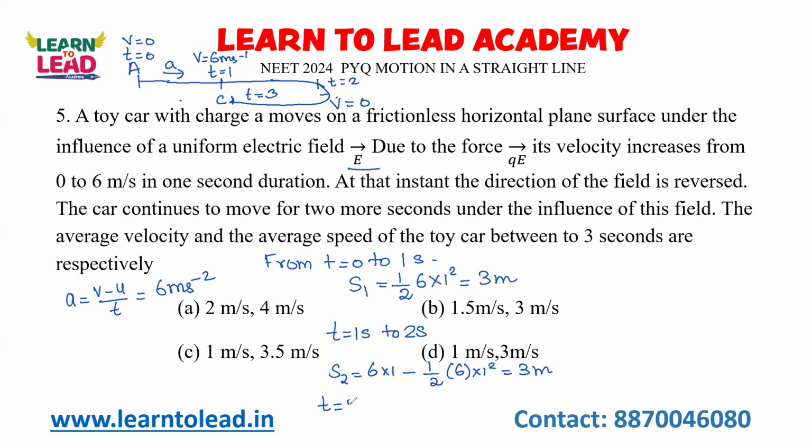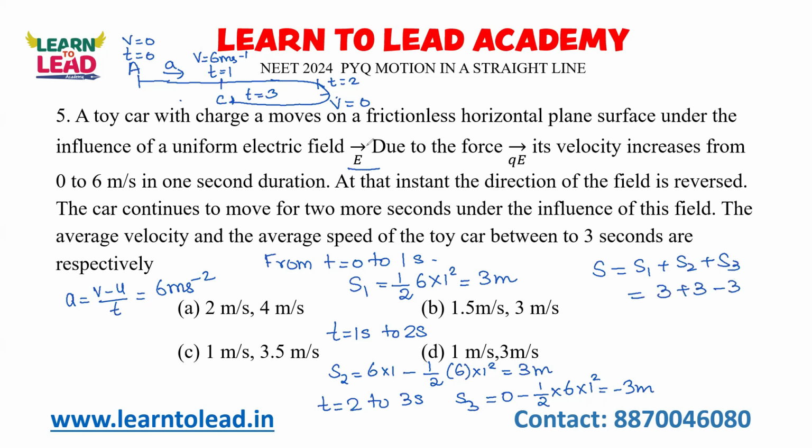Now, t is equal to 2 seconds to 3 seconds, distance traveled is what? Initial velocity 0, minus half into 6 into 1 square, so minus 3 meter. So what is the total displacement? S is equal to S1 plus S2 plus S3. S1 is 3 meter, S2 is 3 meter, S3 is minus 3. Because from t is equal to 2 seconds to 3 seconds, it took a round turn and the trip is reversed, the displacement is minus 3. So the total displacement is 3 meter.